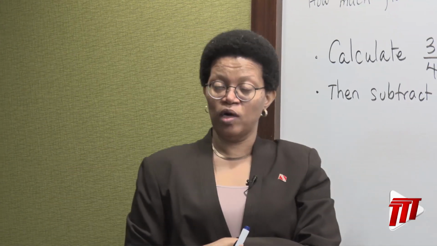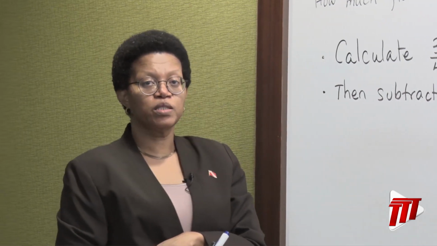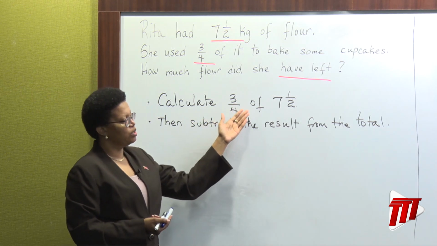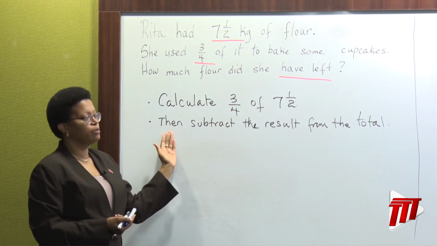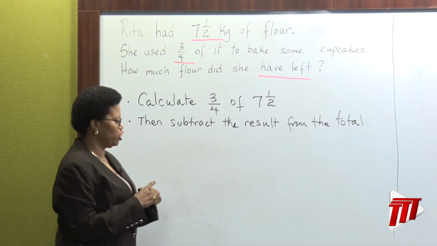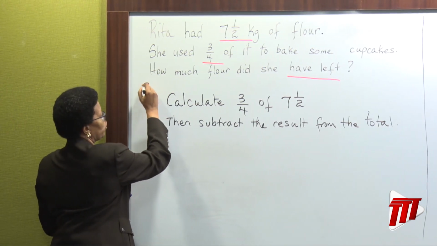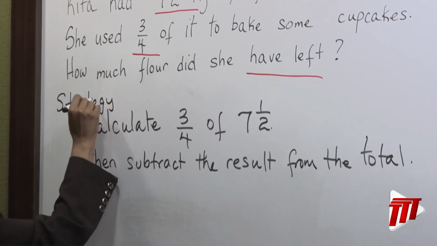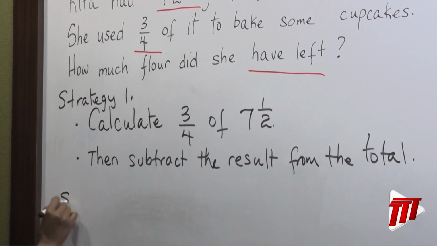Boys and girls, all that we have done so far, this is the strategy we used. First, we calculate 3/4 of 7 1/2, then we subtract the result from the total. This we will call strategy 1. Let's consider another strategy. This we will call strategy 2.